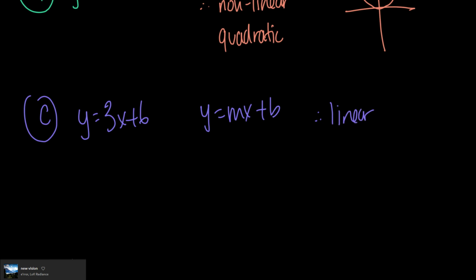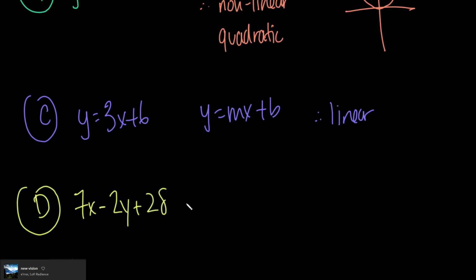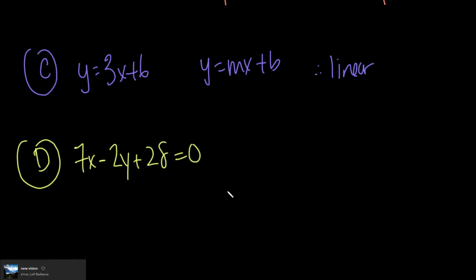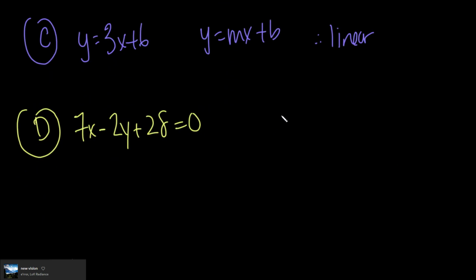And option D here is 7x minus 2y plus 28 equals 0. Again, this is also an equation of a line. I can actually rearrange this to y equals mx plus b to show you. So 7x minus 2y plus 28. I can move 28 to the other side, which gives me -28.